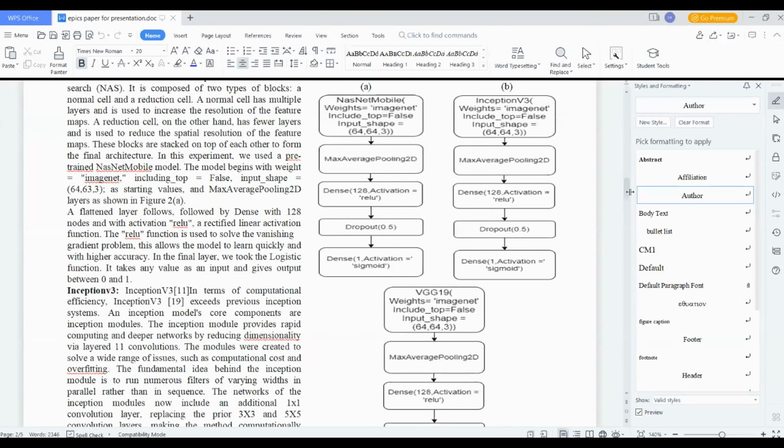After developing this model, we also developed a mobile application for detecting cataract using this higher accuracy model. You can see the screenshots of the mobile app. This is the mobile application developed for detecting cataract from images.